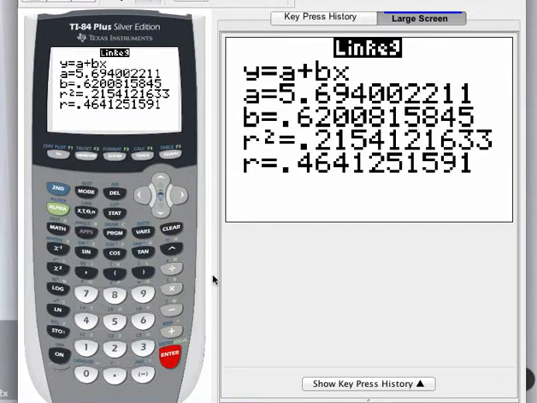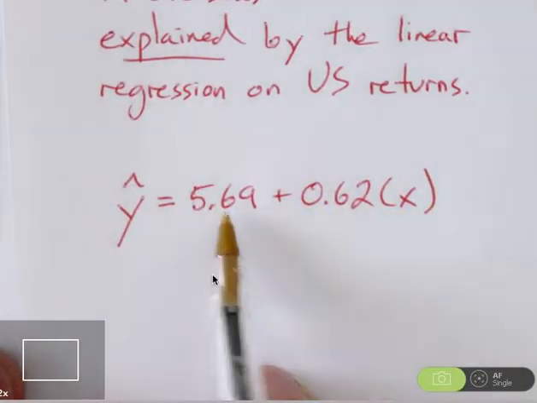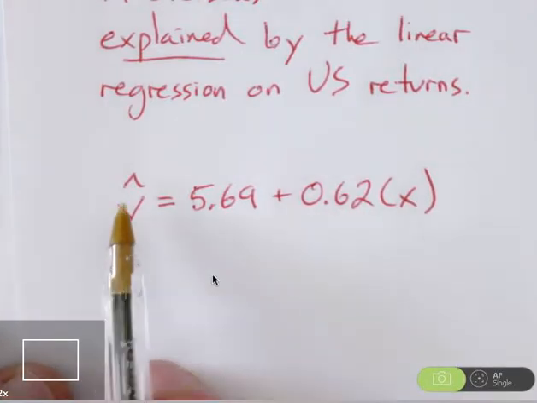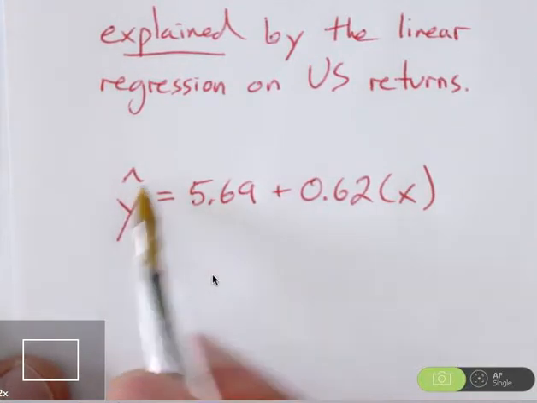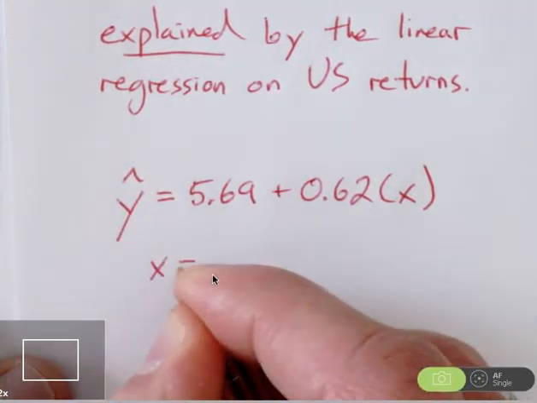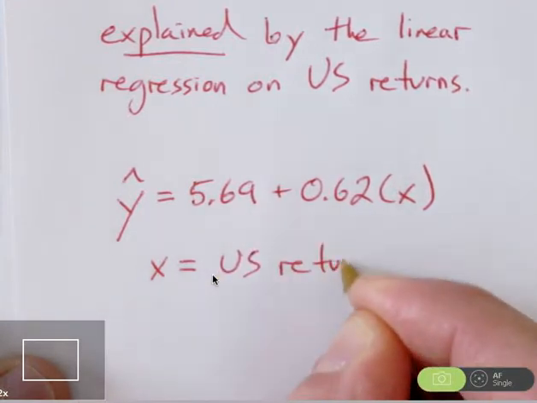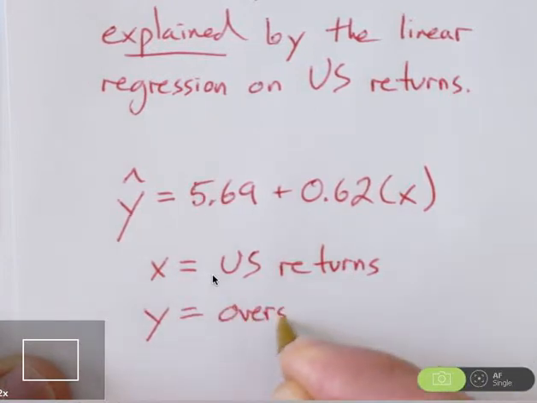So we'll switch back to the document camera. So here is the model, intercept, slope, where we have to define the explanatory and the response variable. It's also important that you have a hat on the response variable. So X is US returns, and Y represents overseas returns.